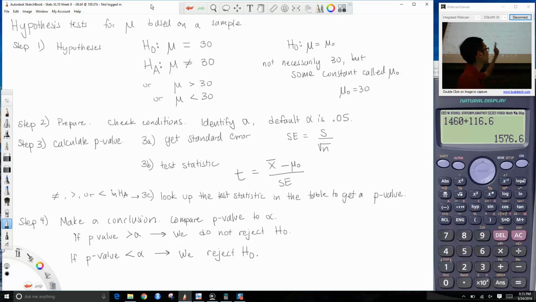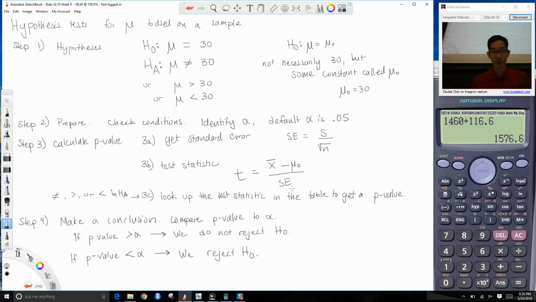So what's changed between this and proportions? The hypotheses are different, so you're using mu, and you've got a number here rather than p in some proportion. And over here, your standard error is s over the square root of n. And then your test statistic is x bar minus mu 0 divided by the standard error.